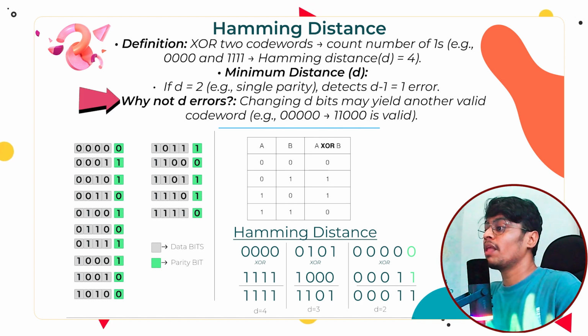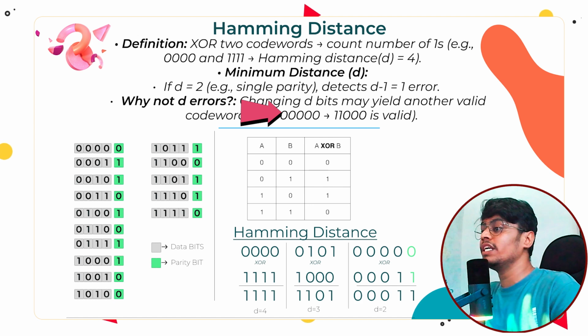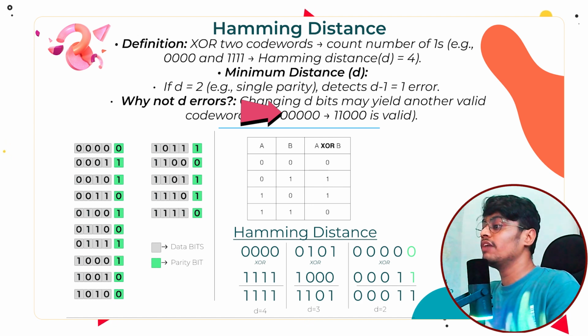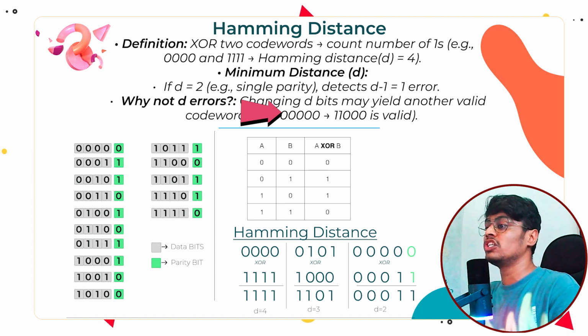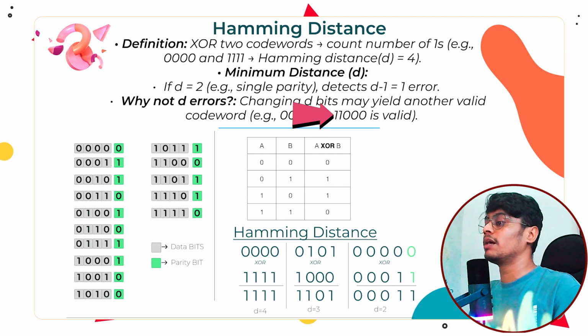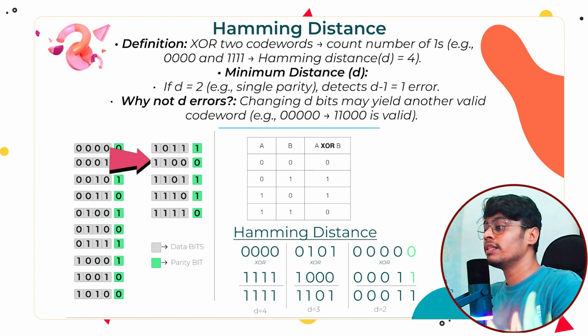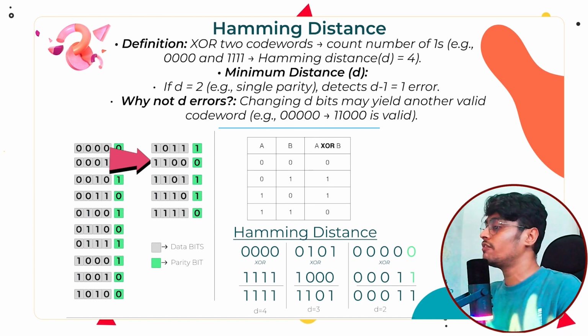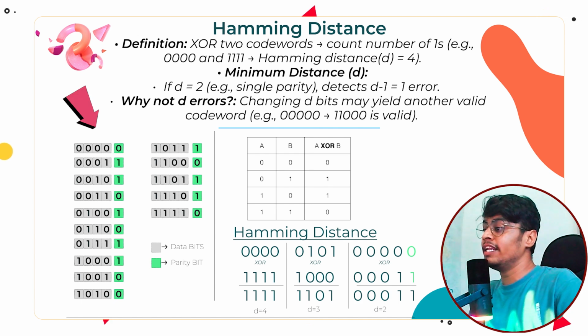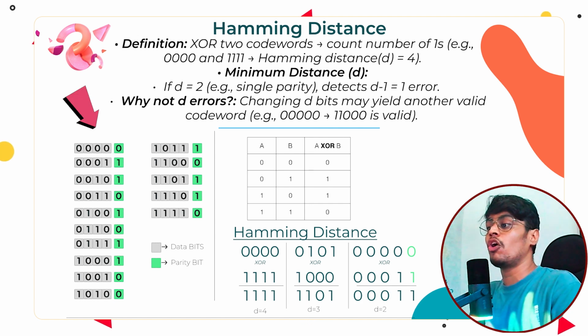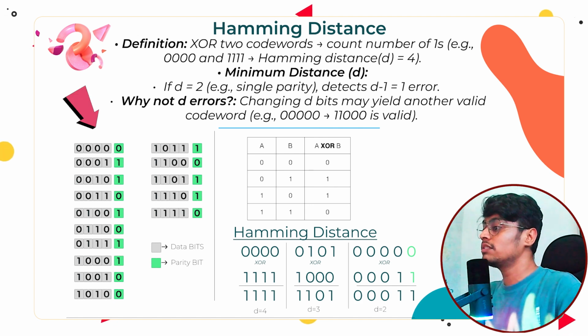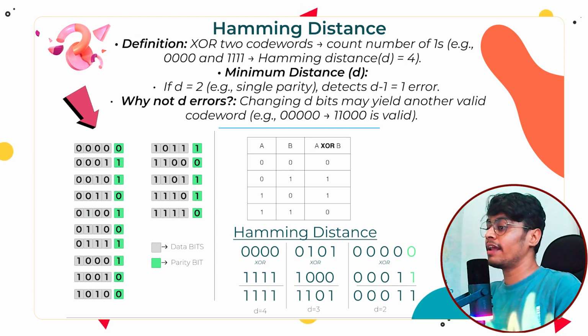The reason is, see, if I take 00000, you can change any 2 bits. If I change any 2 bits, let's say I change the first 2 bits, then what will it become? 11000. And look, 11000 is already present in these 16 code words. So the receiver will not know in this case that 11000 is not a valid code word. So if you change any 2 bits, then that value will be among all these valid codes. So from this, the receiver will not know whether an error has occurred or not.